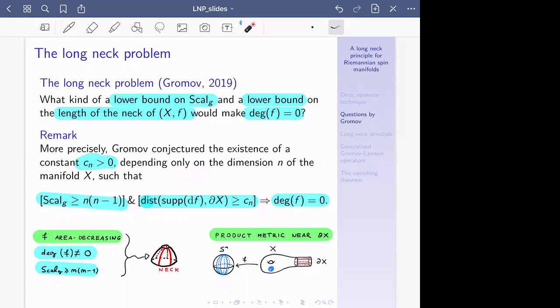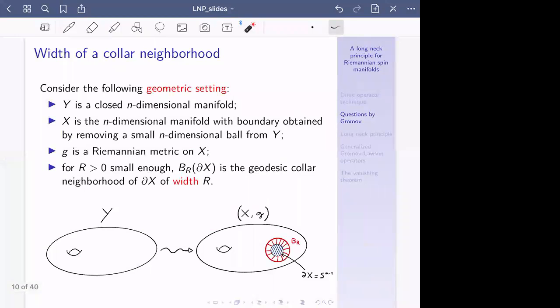Okay, so in other words, this is the first conjecture of Gromov. Let me discuss a second question that is again related to the length of the neck. So we consider the following geometric setting. We assume that Y is a closed n-dimensional manifold, and we assume that X is the n-dimensional manifold with boundary, which is obtained by removing a small n-dimensional ball from Y.